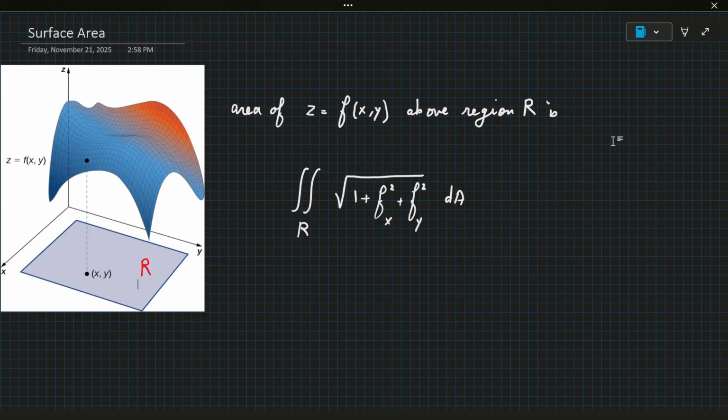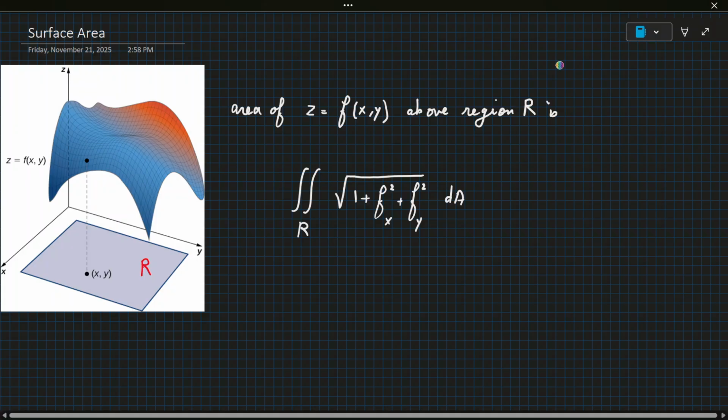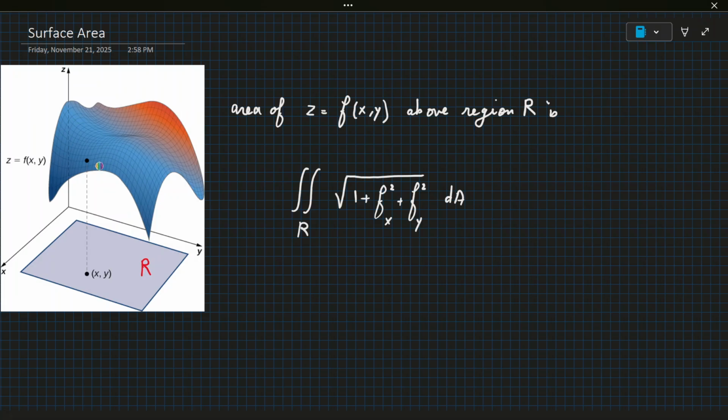We have a surface in space. We want to find the area of a portion of it that's above a certain region. So, for example, here we have a surface given by the equation z is equal to some function of x and y. Down here, we can have a region of any shape. Here's a rectangle, but it could have been anything. This is a region R. We want to find the surface area above this region R.